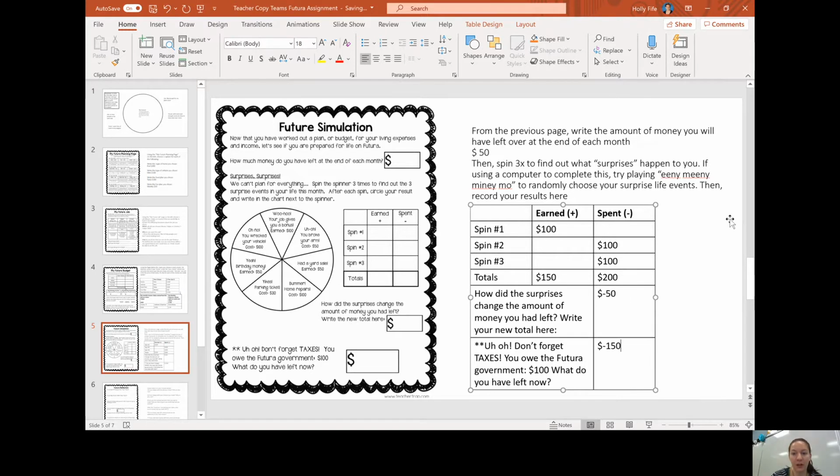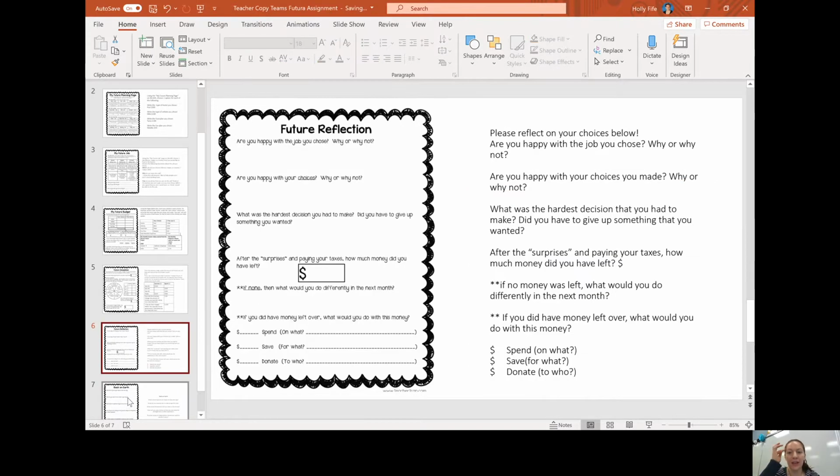Remember, I was just filling out all this stuff over here from what it says over here. Then I come over to the reflection page. It says reflect on your choices. Are you happy with the job you chose? Why or why not? I'm gonna say yes, because I like to help people, or no, I don't think I made enough money for all my expenses.